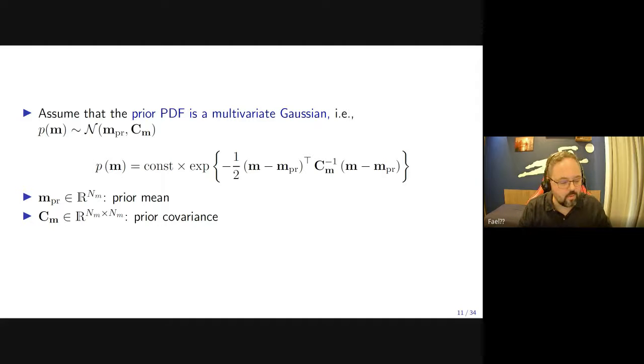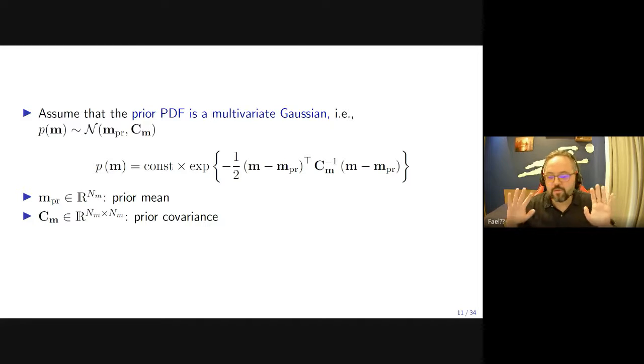And I'm going to make another very strong assumption: what if I assume that my prior is Gaussian? Assuming that the prior is Gaussian means it's a distribution of mean, I'm going to call it M prior, and covariance C of M. And you can ask the question, well, are parameters from reservoir models Gaussian? And the answer, of course, is no. However, what we can do is some sort of reparameterization if they are too far from Gaussian.